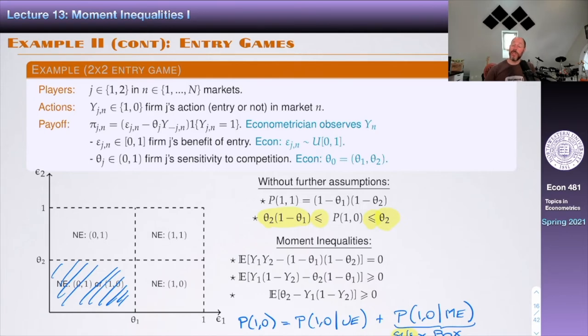Which is very similar to what we did in the missing data case, where the object that was completely unidentified was mu 0. And what we did was to move mu 0 from 0 to 1. Okay.